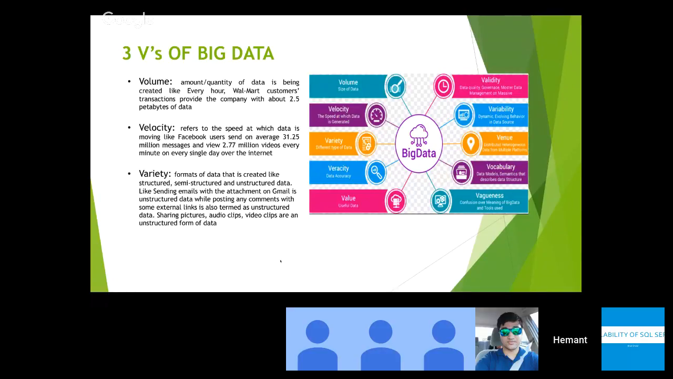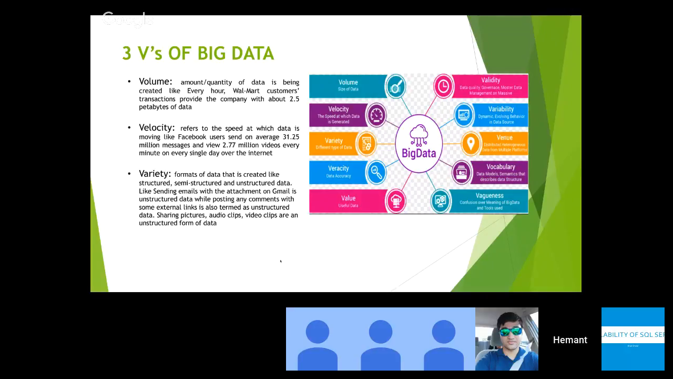I'm not sure whether this is the quantity per year or per month, but it's just talking about the quantity. And then we will come to the velocity. I mean, how fast we are generating those data. So Facebook users send on average 31.25 million messages and view 2.77 million videos every minute, every single day over the internet.